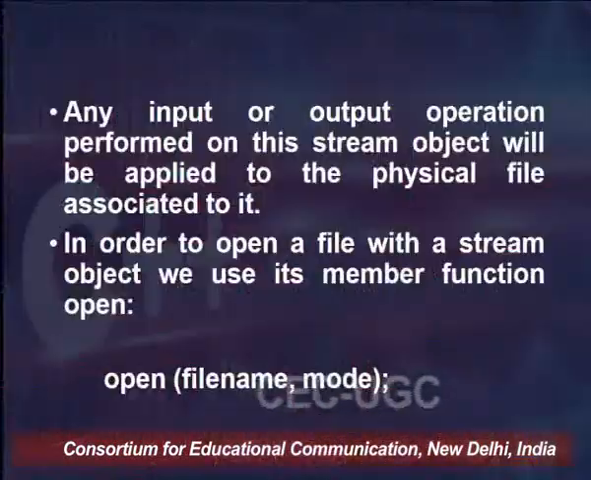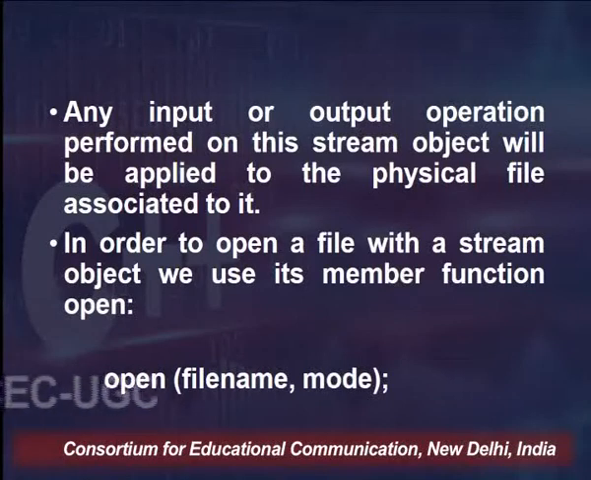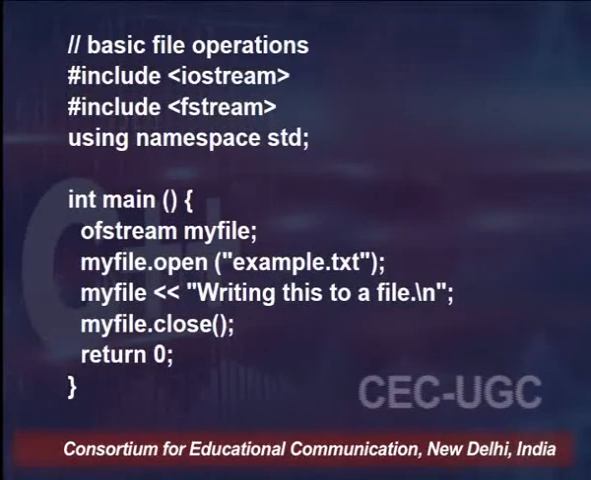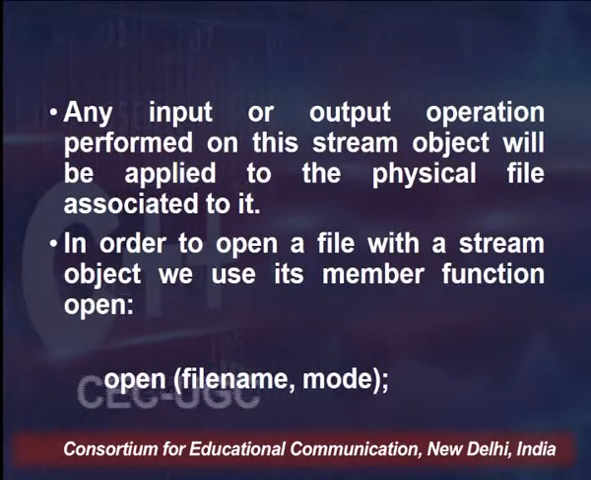So in order to open a file with a stream object, we need to use the member function open, and the compulsory parameter here is the file name, and the mode is a non-compulsory parameter. So we have opened the file. In my file dot open example dot txt, that example.txt has been opened here.